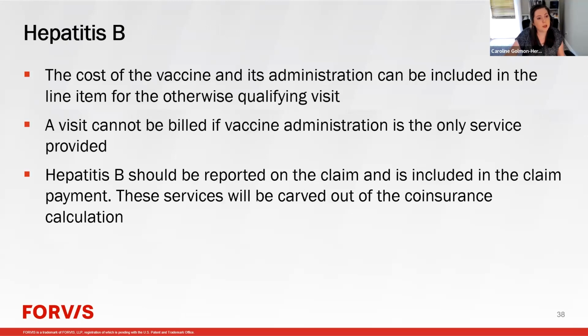So for Hep B, the cost of the vaccine and its administration can be included in the line item for the otherwise qualifying visit. A visit cannot be billed if vaccine administration is the only service provided. And hepatitis B should be reported on the claim and is included in the claim payment. These services will be carved out of the coinsurance calculation.